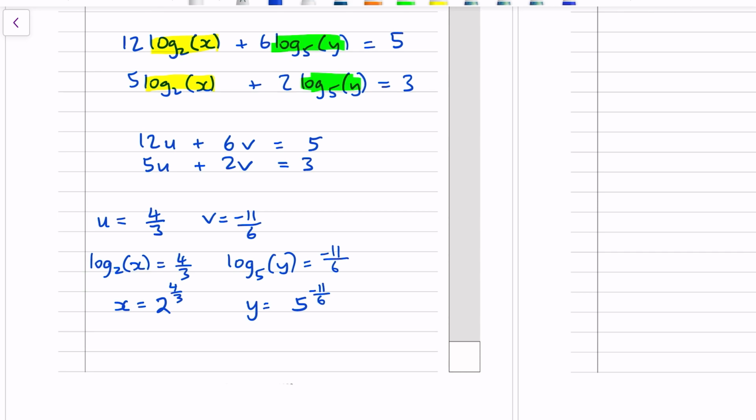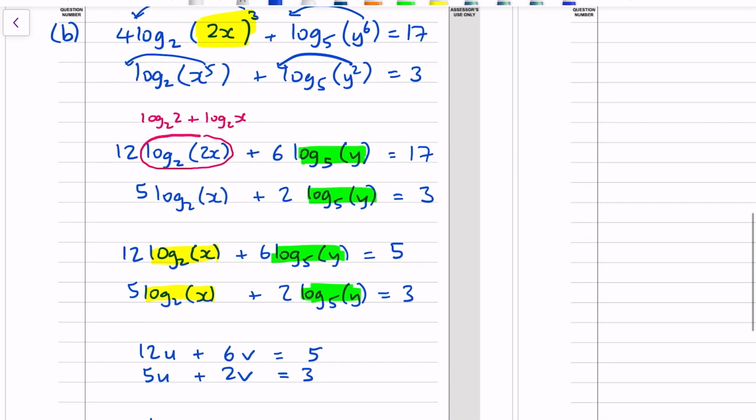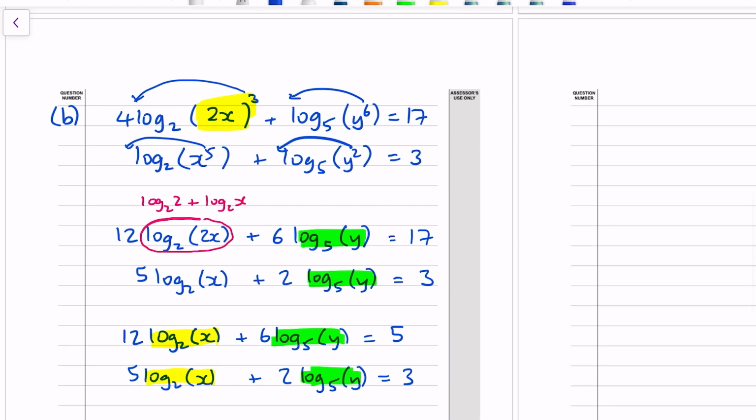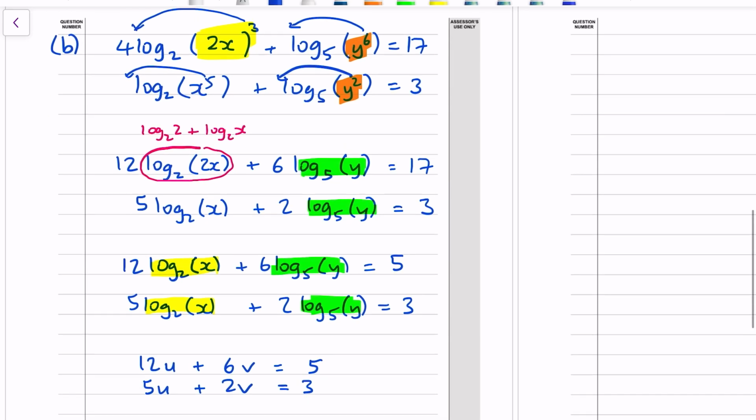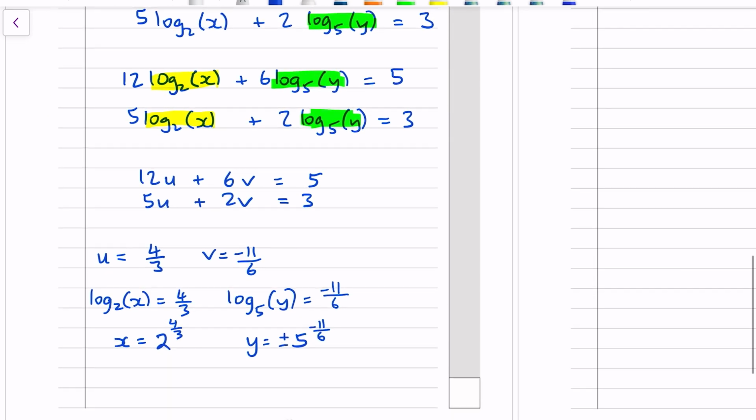One small observation. If we go back to the original problem, the y values here are both powered by an even number, which means the plus and the minus solution for y both work. And so we actually need to stick a plus or minus on that. It doesn't look like it would work for our substitution, but our substitution came from some log simplifications, and so we actually lost that solution in the process of simplifying.